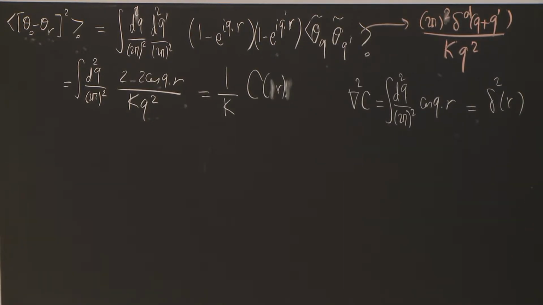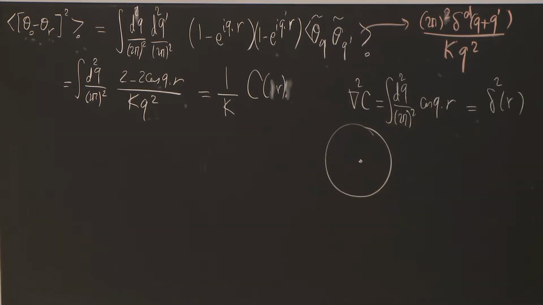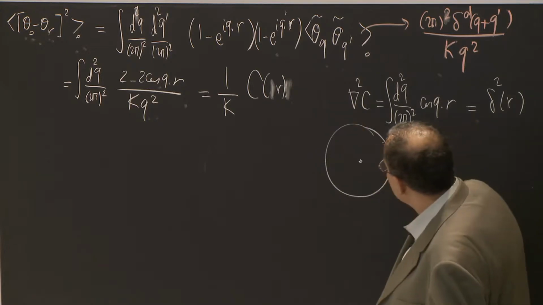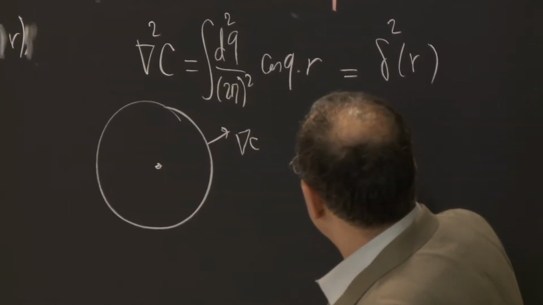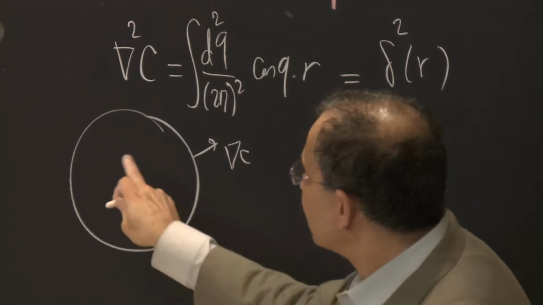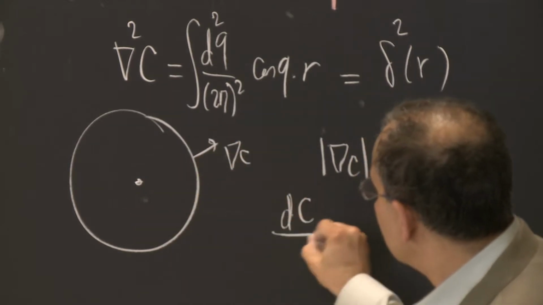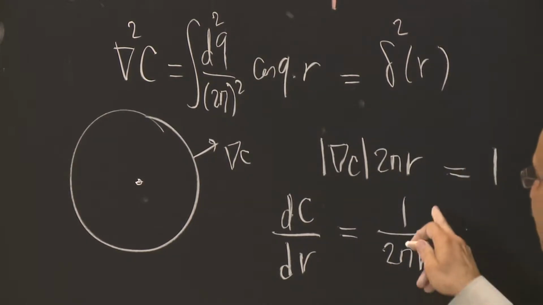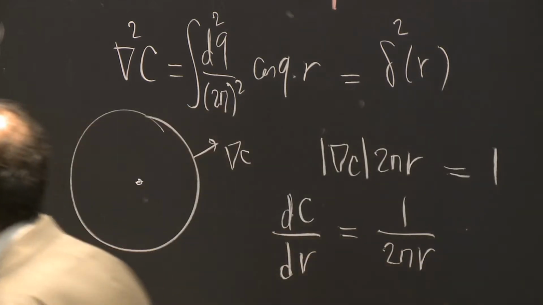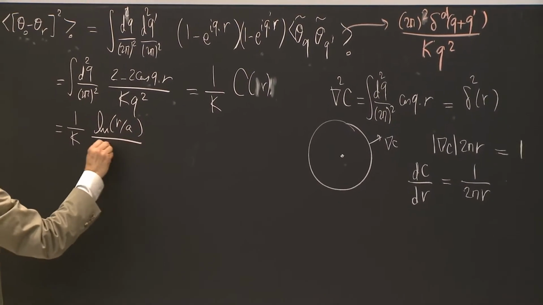So C is the potential that you have from a unit charge in 2 dimensions. And again, you can perform the usual Gaussian procedure to find that the gradient of C times 2 pi r is the net charge that is enclosed, which is unity. So gradient of C, which points in the radial direction, is going to be 1 over 2 pi r. And your C is going to be log of r divided by 2 pi. So this is 1 over k log of r divided by 2 pi.